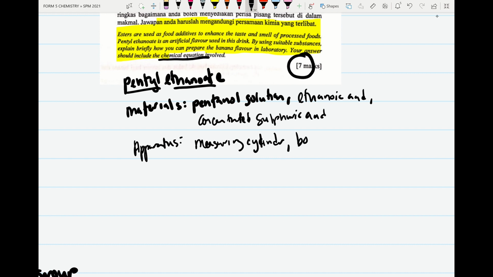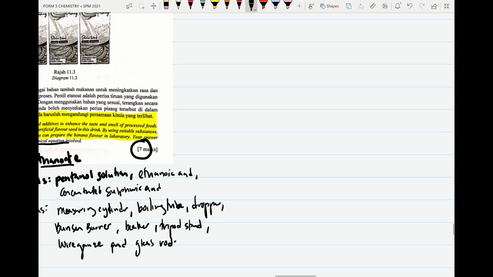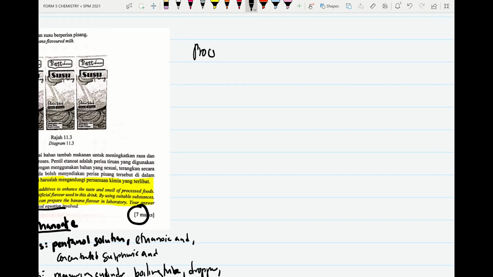Measuring cylinder, I need boiling tube. I need dropper, Bunsen burner, beaker, tripod stand, wire gauze, alright, and glass rod. So these are the materials that are needed. I'll start with the procedure here.